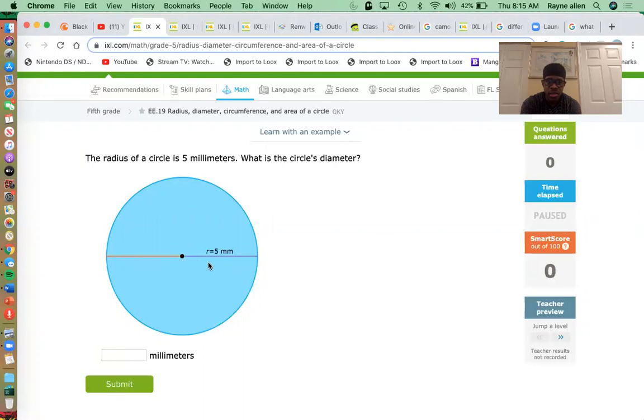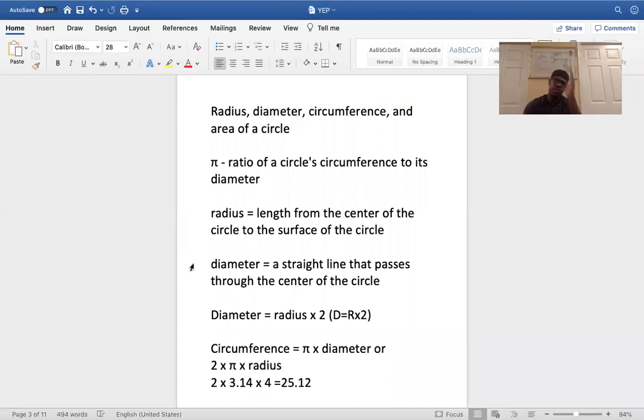So if this radius is 5, that means from here to here is 5, here to here is 5. The radius is going to be the same throughout the entire circle. It's always going to be 5 for the entire circle. So if this radius was, let's say, 10, then the length would be 10 throughout the entire circle, but this radius is 5. So that's the radius from the center to the surface of the circle.